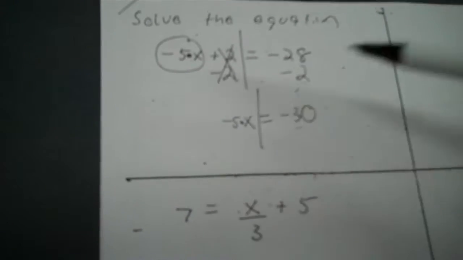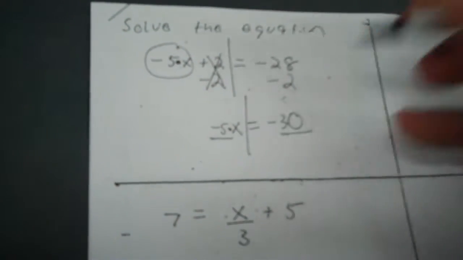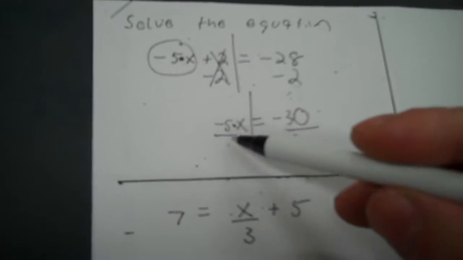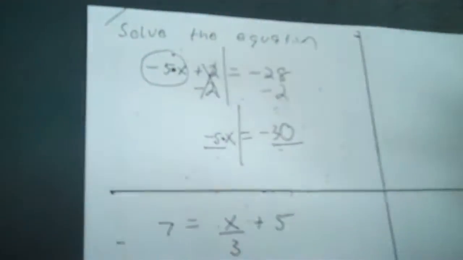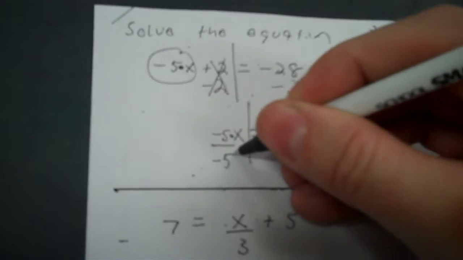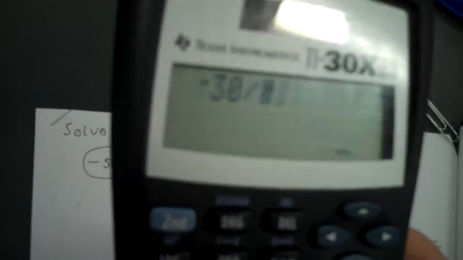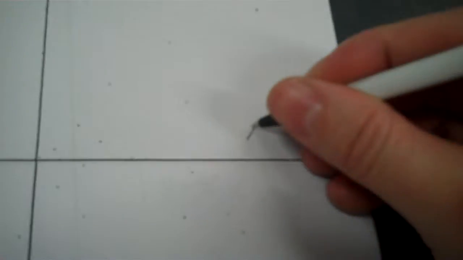And then x is being multiplied. Now when you divide, make sure you put the number with the x under the lines, not the other number. It's the number with the x. So negative 5, negative 5, because I can now forget those. And then I divide negative 30 by negative 5, and that gives me 6. So that's my answer, x equals 6. Okay, next problem.